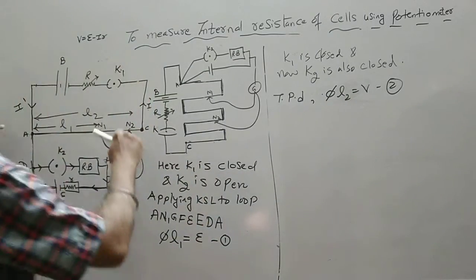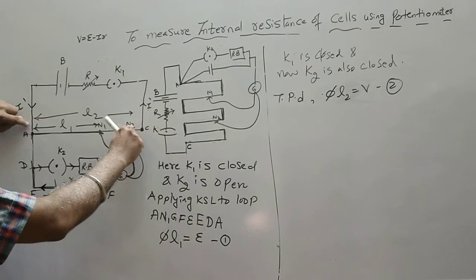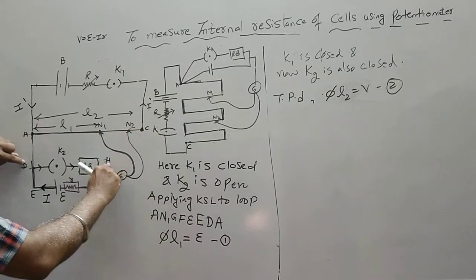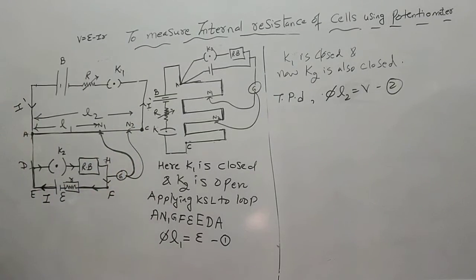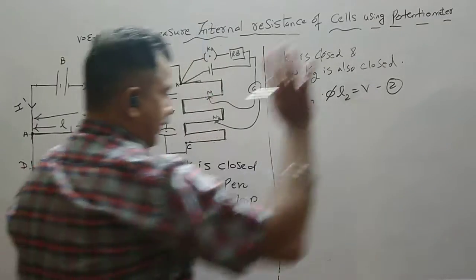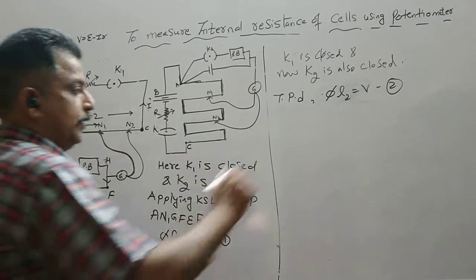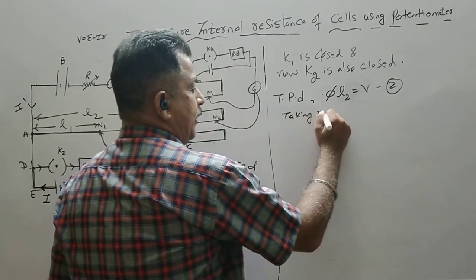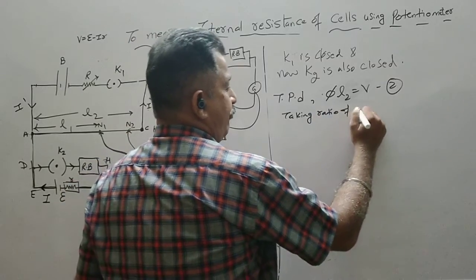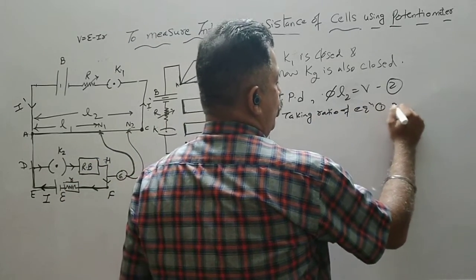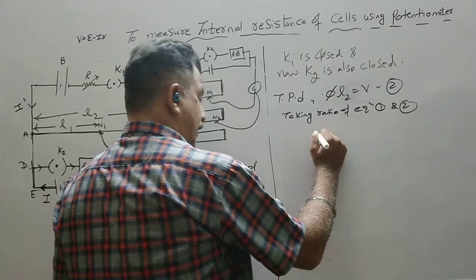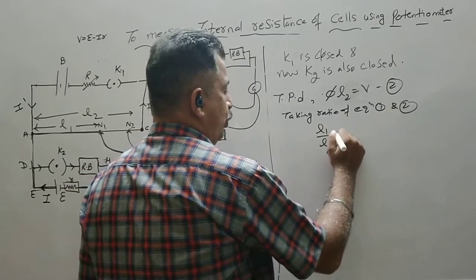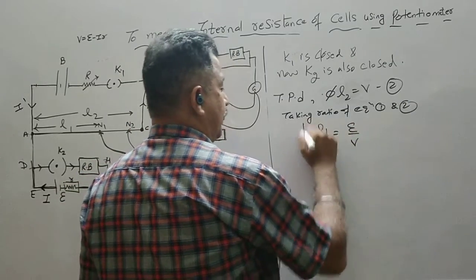So if this is 50 volts, say for example, then this two end should also be 50 volts. So we write phi L2 is equal to V. Now I take a ratio. Taking the ratio of equation 1 and 2, we will get L1 upon L2 is equal to E upon V.